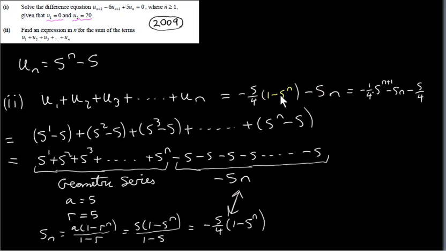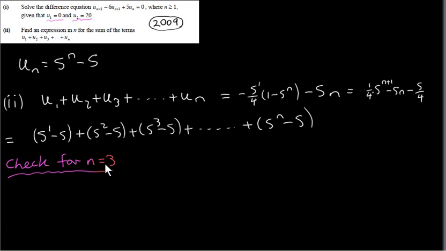If you like, you can do a little bit of simplifying. Minus 5 over 4 times minus 5 to the power of n will give us plus a quarter times 5 to the power of n plus 1. So we're adding powers here. 5 to the 1 by 5 to the n gives us 5 to the power of n plus 1. Then I've written down this term next, minus 5n, and the constant term, minus 5 quarters. That's minus 5 quarters times 1 is written at the end.